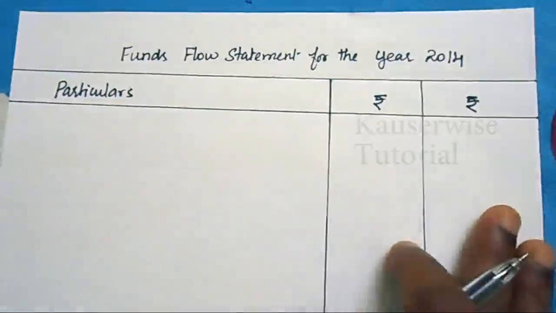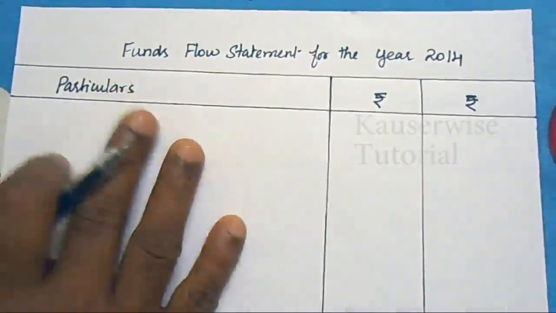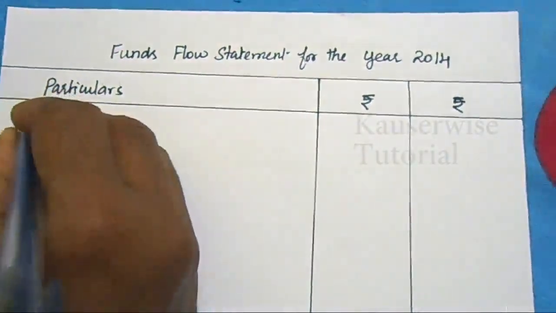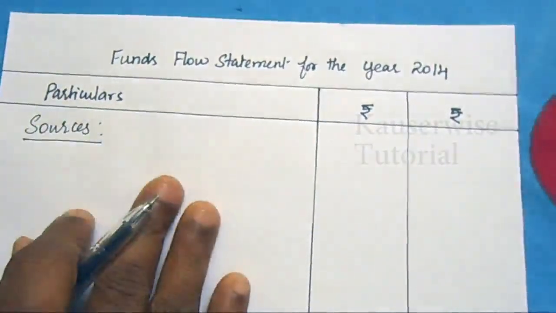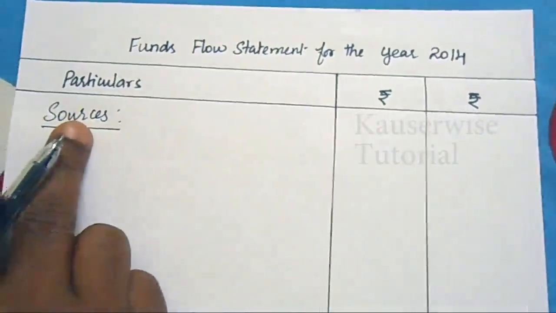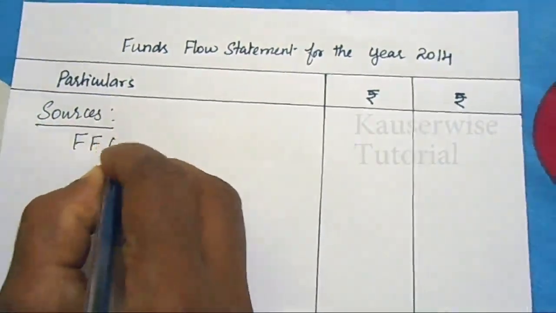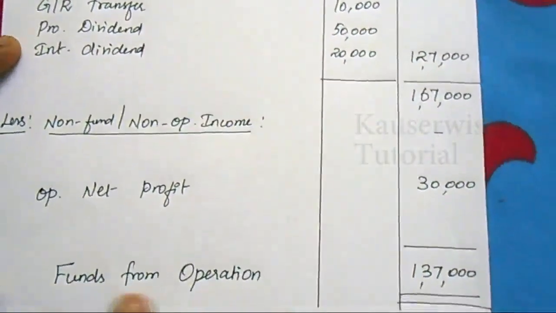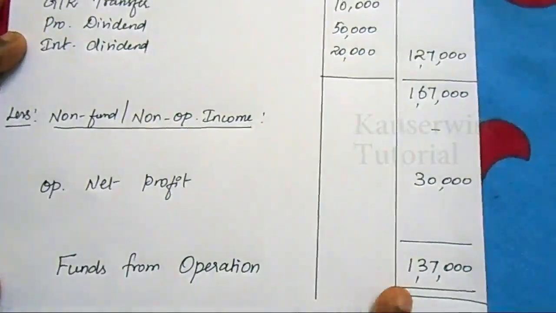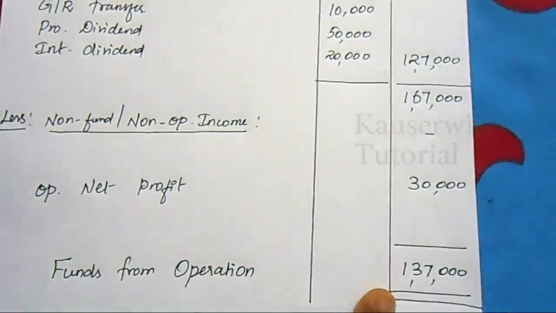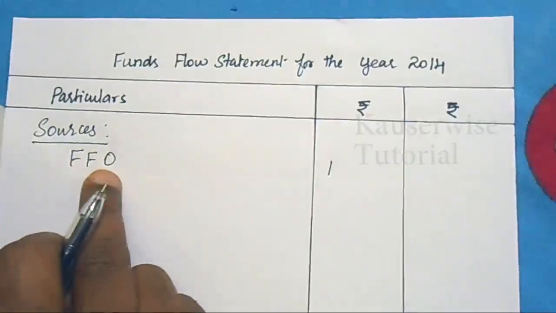Particular column, and 2 columns to record the amount. In the particular column, first one is sources. Sources means inflow of fund. The first source of fund is fund from operation. Look at the fund from operation. We have got 1,37,000. This is the internal source of fund, the main source of fund for the organization. Fund from operation, how much?